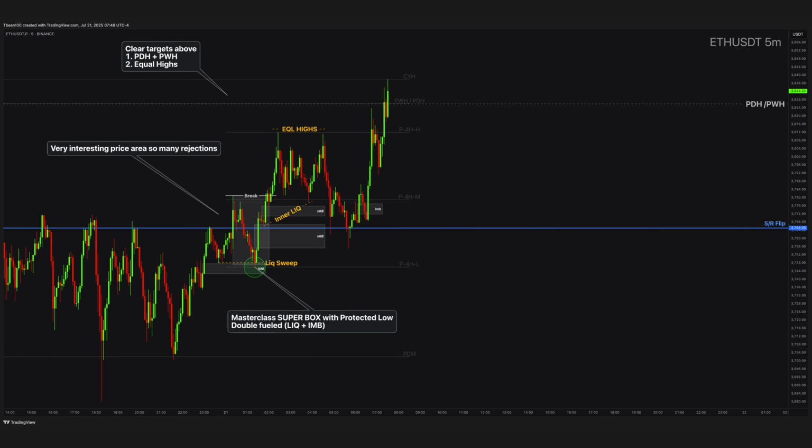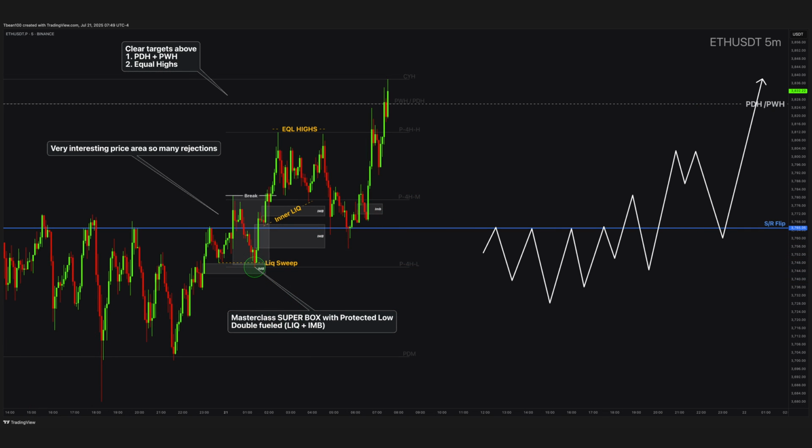Amazing. Let's make a quick summary so you can get an understanding of the price action in a much better way. 1. We already know that we have a clear target above the previous days and weeks high points. 2. We also notice these equal highs as an additional target above. So we have a clear long bias or at least a direction for us.